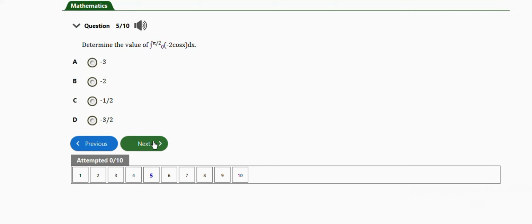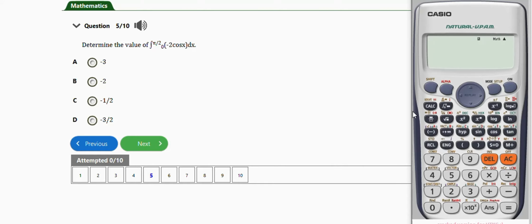Okay, so it says determine the value of this. This is a definite integral. Now guys, we are going to meet indefinite integral in the course of this video. I think that should be the next two questions we're going to practice with. Don't worry, we're going to meet it. So let's solve this one. Let's bring the calculator. So it says the upper limit is in fraction, that's pi over 2. The lower limit is 0.